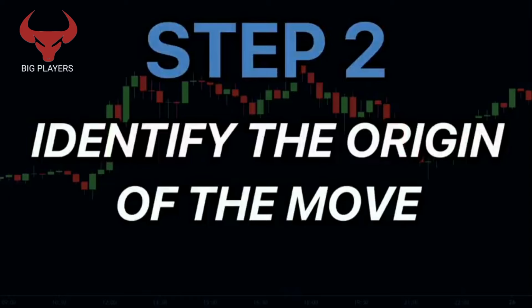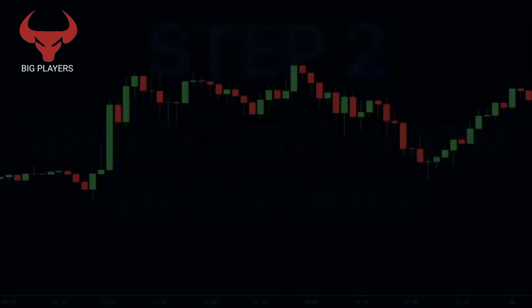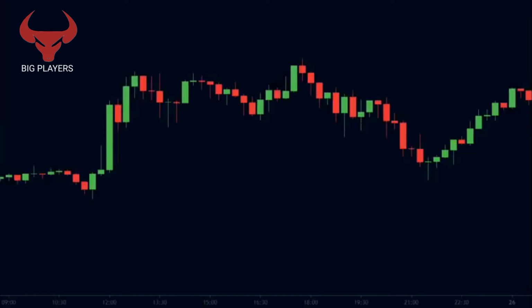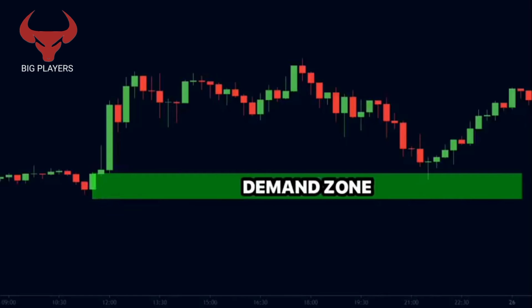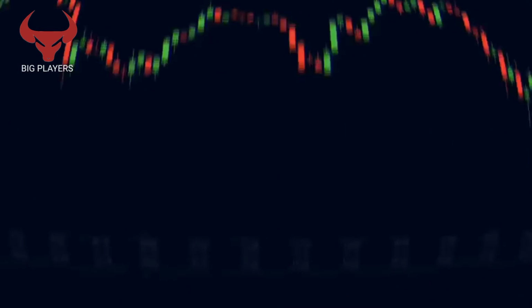Step 2 is to identify the origin of the move. By origin I mean that we need to find the beginning of the move. This particular move started from this candle. So we will mark the high and the low of this candle. The area between these two lines will become the demand zone. Hence, when the price comes back to test the area, the price quickly finds support at the demand zone and the price makes a higher move.